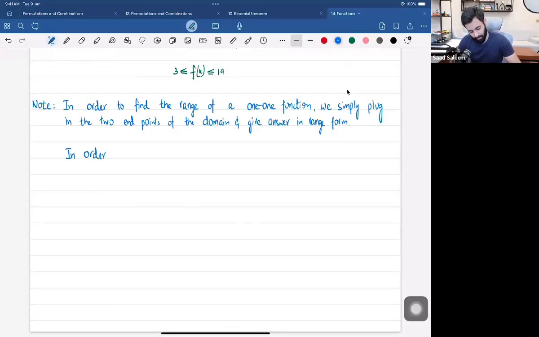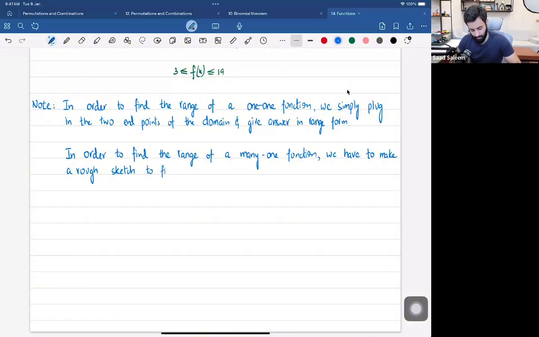All right. Now, key point number 2. In order to find the range of a many-to-one function, we have to make a rough sketch to find the maximum/minimum value before stating the range.